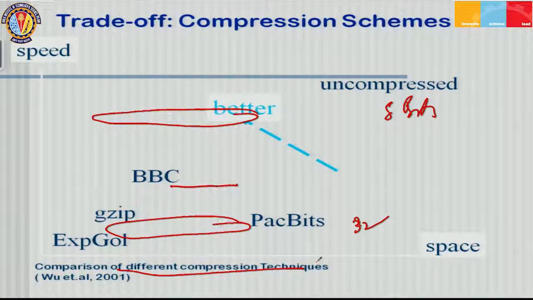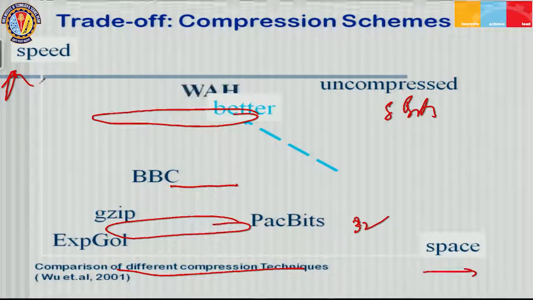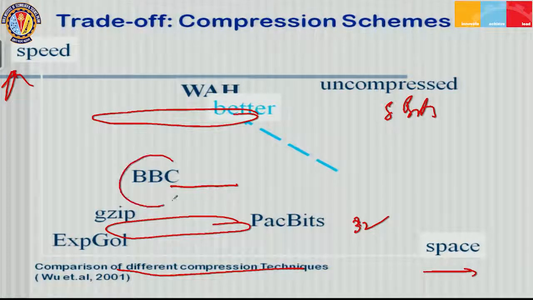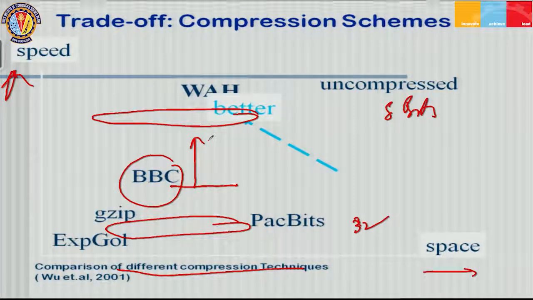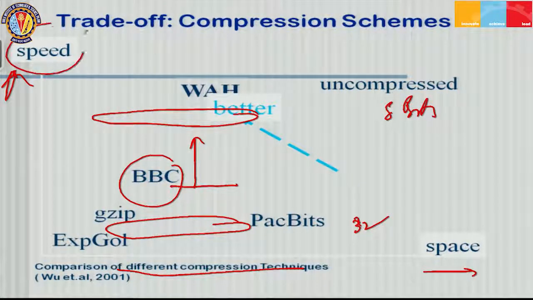And this is a kind of a result. On the x-axis is space, and on the y-axis is speed. If you look at WA, it is supposed to be better. You can see that it gives you better speed than BBC, and although it takes more space than BBC, speed is important. So it gives you a good combination of both speed and space.